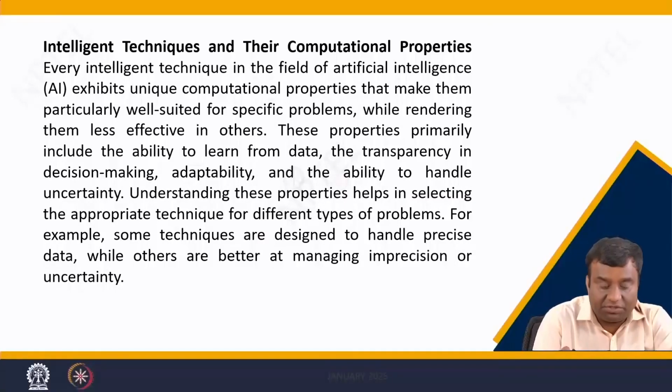Intelligent techniques and their computational properties. Every intelligent technique in the field of artificial intelligence exhibits unique computational properties that make them particularly well suited for specific problems while rendering them less effective in others. These properties primarily include the ability to learn from data, the transparency in decision making, adaptability, and the ability to handle uncertainty. Understanding these properties helps in selecting the appropriate technique for different types of problems. For example, some techniques are designed to handle precise data while others are better at managing imprecision or uncertainty.